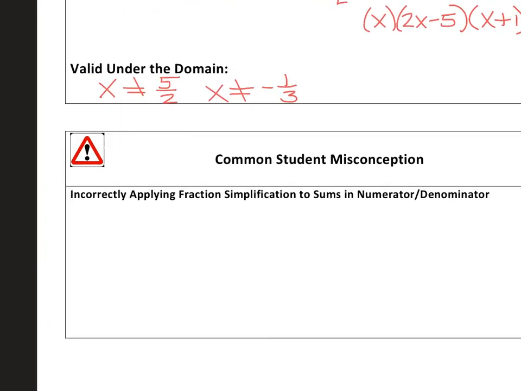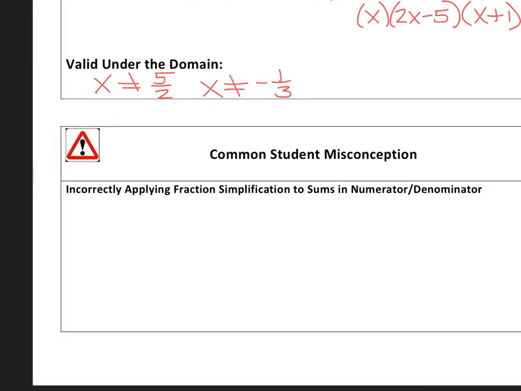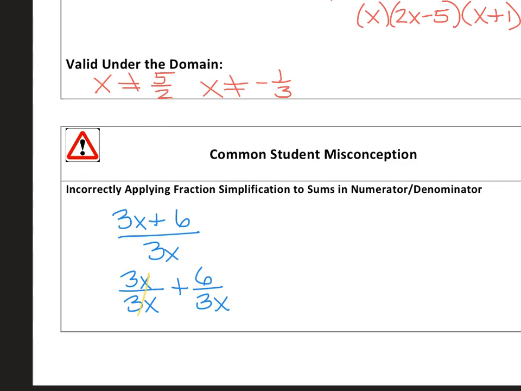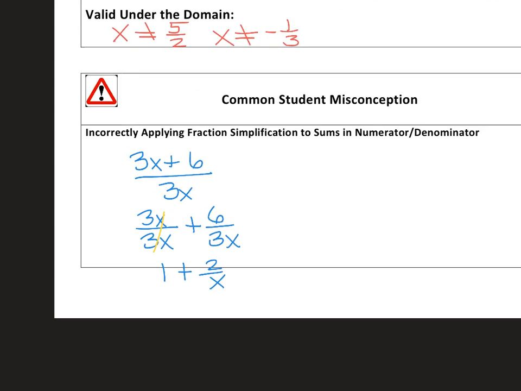And one final thought I want to talk about again is the most common student misconception is incorrectly reducing sums. So for example, if I had 3x plus 6 in the numerator over 3x, this is equivalent to 3x divided by 3x plus 6 divided by 3x. That's equivalent to 1 plus 2 over x. So all of the work that I just did is a correct simplification. So this is correct.